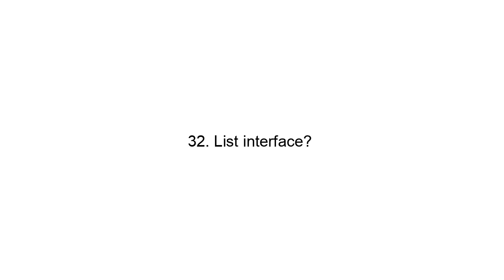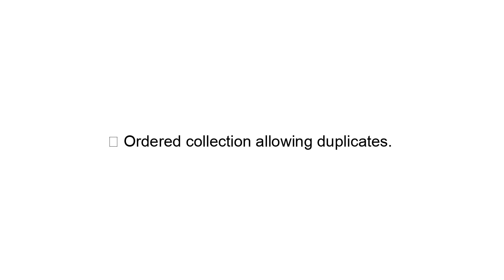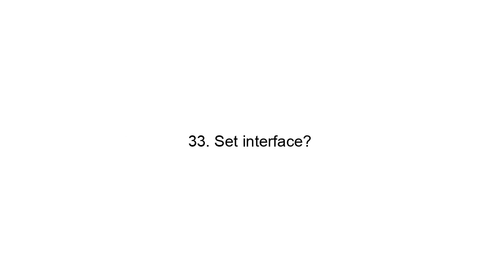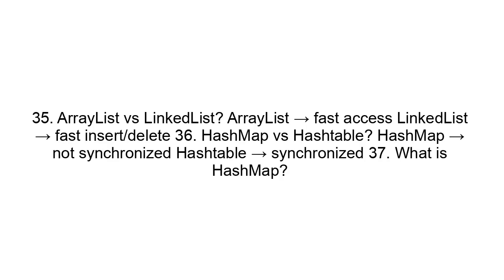32. List interface. Ordered collection allowing duplicates. 33. Set interface. No duplicates allowed. 34. Map interface. Key value pairs. 35. ArrayList versus LinkedList. ArrayList means fast access. LinkedList means fast insert and delete.